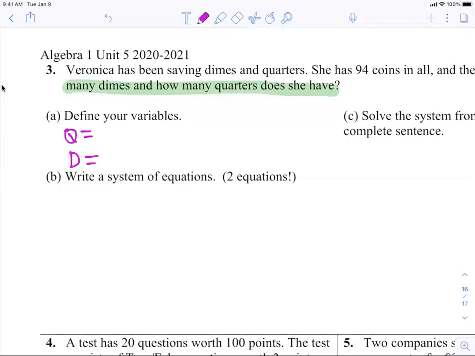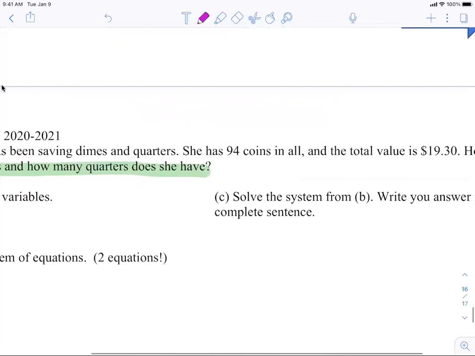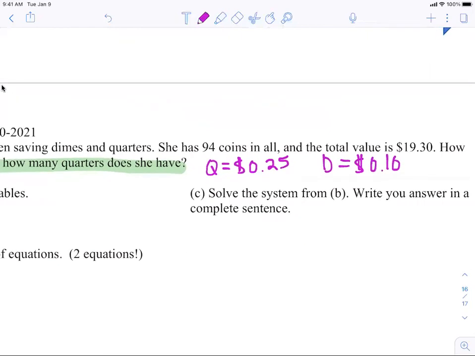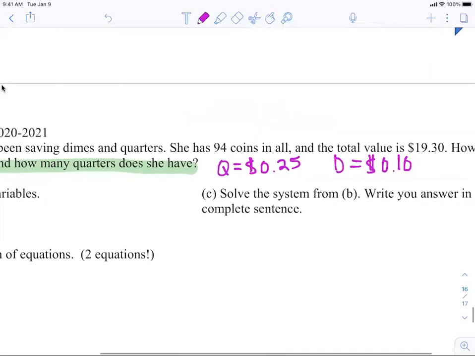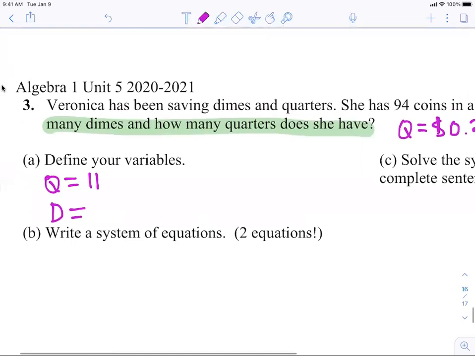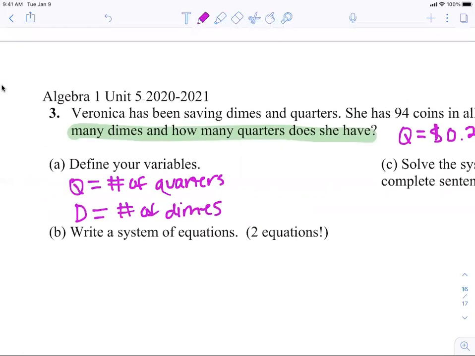But realistically, don't we know how much a quarter is worth and a dime is worth? We know that a quarter is worth 25 cents, and we know that a dime is worth 10 cents. So be careful not to put Q equals 25, D equals 10 cents. We know how much those cost. That's kind of implied. What we don't know is the number of quarters or the number of dimes. That's what we're trying to figure out.